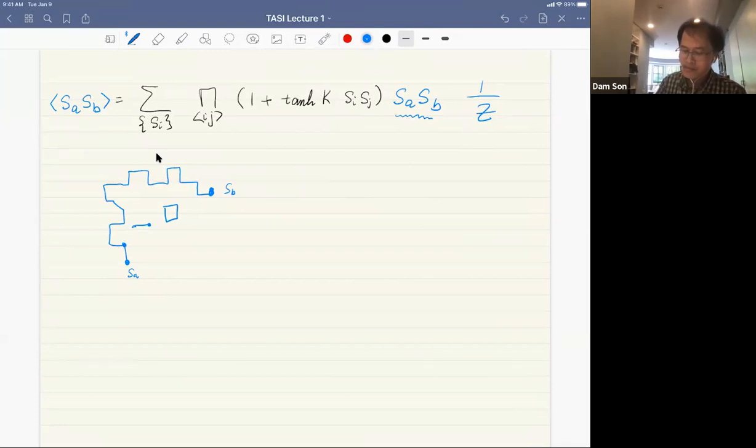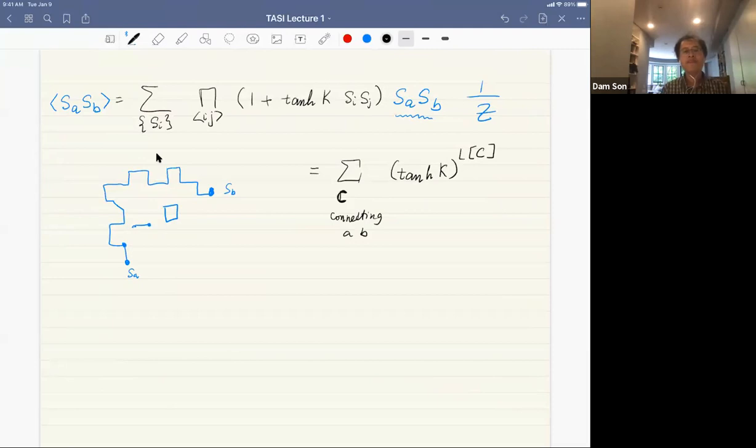In fact, you can convince yourself that the connected part of this correlation function is just the sum over all lines C connecting A and B, and what is here is tanh K to the power of the length of this line C. Okay. So this is on one side of the duality.